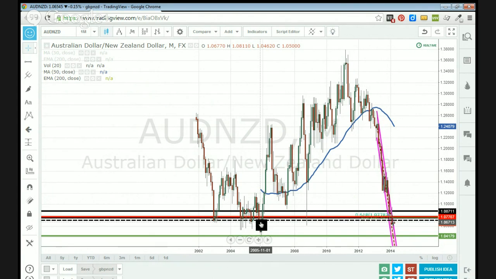So if we target that previous low, 104.17, and we put our stop where we identified earlier, then we have a 3 to 1 reward to risk. That's basically those trades here. Short Aussie Kiwi, long Euro Canada.